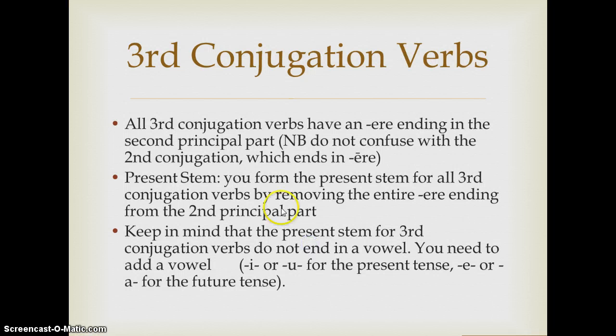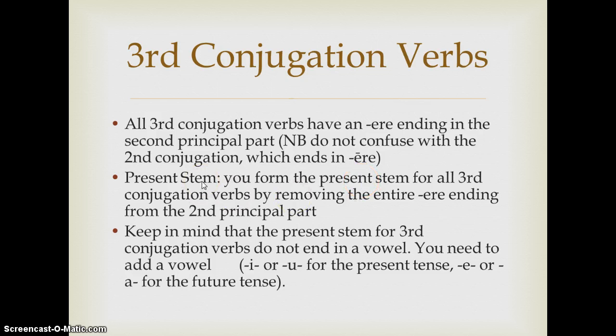Okay. All right, so what do you need to know about third conjugation verbs? You need to know that all third conjugation verbs have an ERE ending in their second principal part. Now notice that this penultimate E here does not have a macron. If it were to have a macron, like this one, that would be a second conjugation verb. So it is very important that you note whether the second principal part has a macron or does not have a macron in its penultimate E. Okay, so this is a very important macron here.